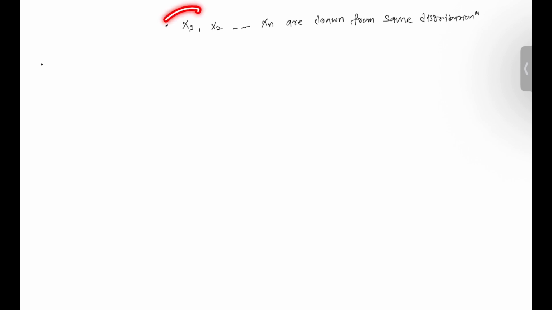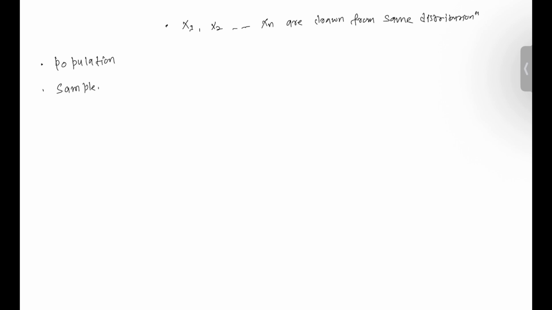Let me first of all bring some new terminology, and what I am going to do is restate this statement in that terminology. Then you will have a broader sense of what exactly it means. So the first terminology is the population, and the second terminology is the sample.